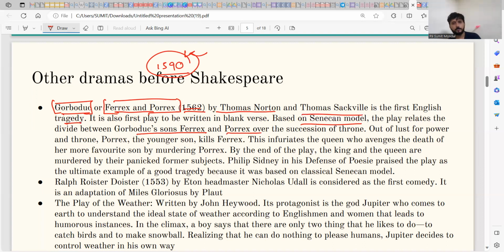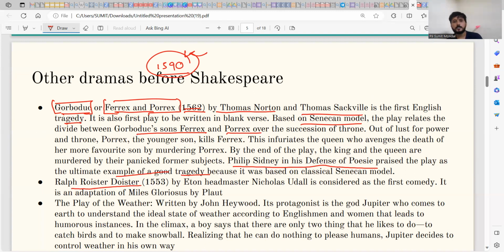Okay, for the succession of the throne, you can see a similar story in King Lear, where Lear had two daughters, and there was conflict between them. So basically the beginning was the same, but the characters were changed. And Philip Sidney, in his Defence of Poesy, actually praised the play as an example of a good tragedy, which was based on the Senecan model.